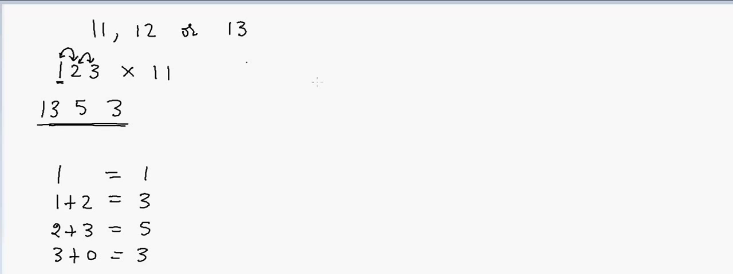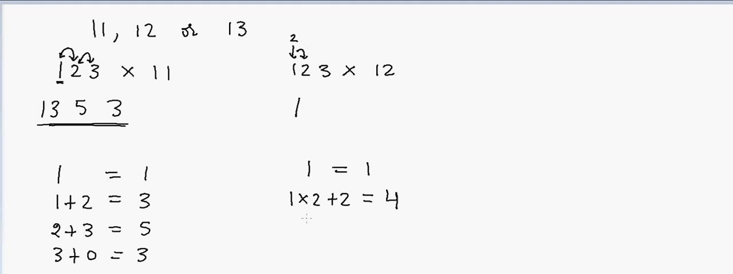Again, how will I do the same for 12? If I have 1 2 3 and I want to multiply by 12, here what I'll do is first take the first digit. The first digit we have is 1, so I'll just write a 1 here. Then, to calculate the second digit of our answer, we'll take the first digit, multiply by 2 and then add the next digit into it. So 2 into 1 is 2, plus 2, that's 4.